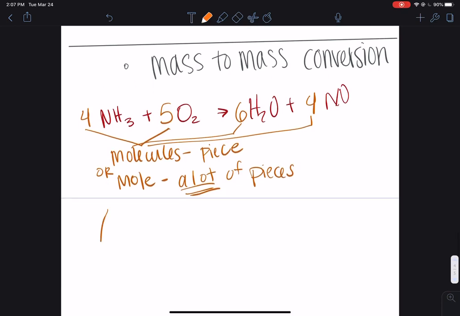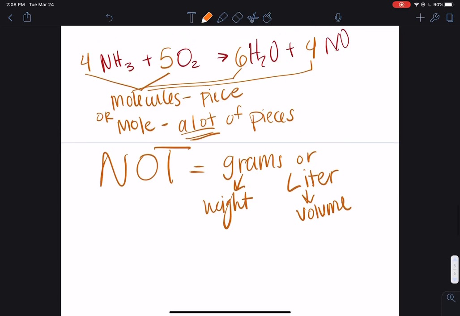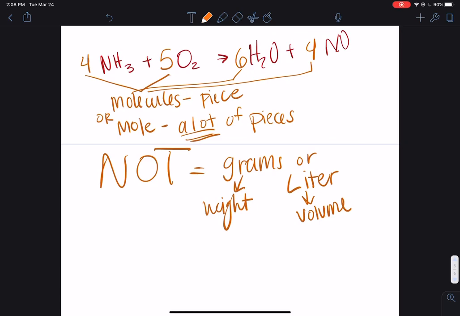Okay, what it cannot be is grams or liters. The reason is that grams and liters are not measurements of pieces. A gram is a measurement of weight, and a liter is a measurement of volume. So neither one is measuring individual pieces. It's measuring how much those pieces weigh or how much volume the pieces take up. So those coefficients in front cannot stand for grams or liters. They only stand for molecules or moles.